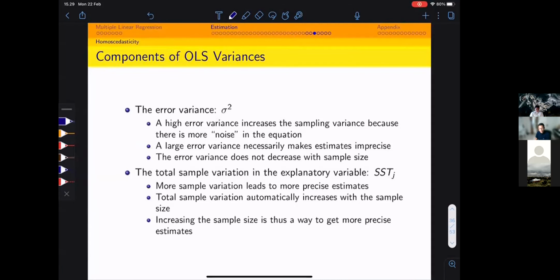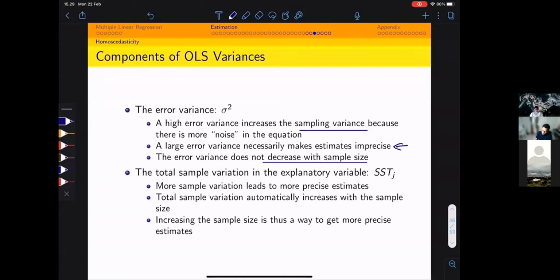So basically, a high error variance increases the sampling variance because there is more noise in the equation, okay? So if you have a high error variance, then your standard error is going to get larger and your estimate precision is going to be lower, okay? Again, ideally, you want a higher precision. A larger error variance is going to make the estimates imprecise, which is exactly what I said. And the error variance does not decrease with sample size, okay? So whether you have a very large sample size or a very low sample size is not going to matter to the error variance, okay?